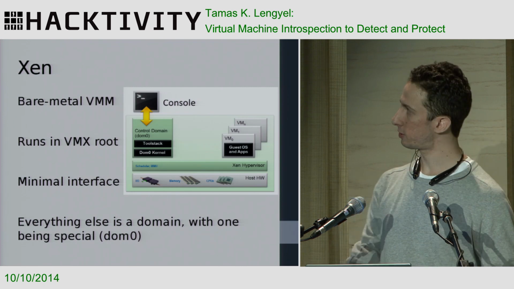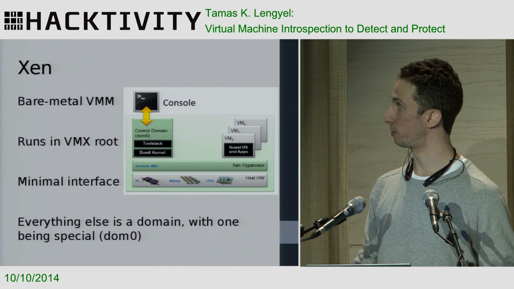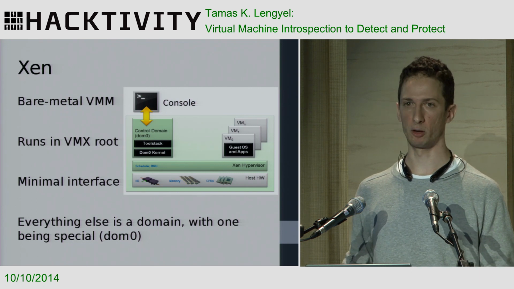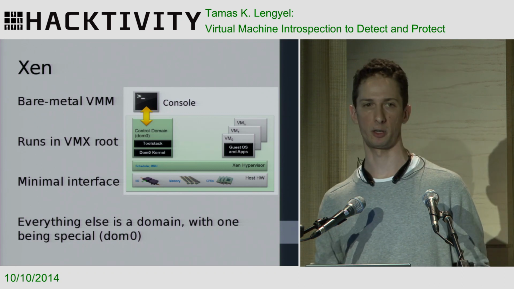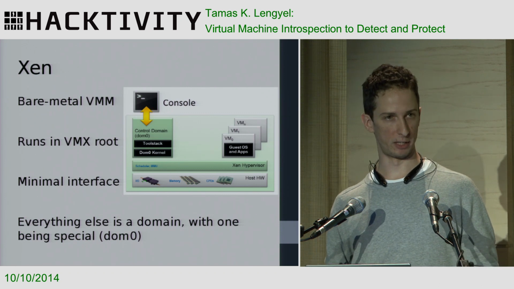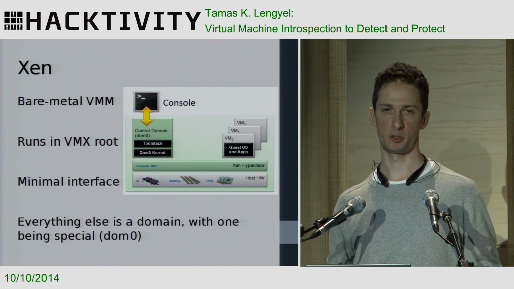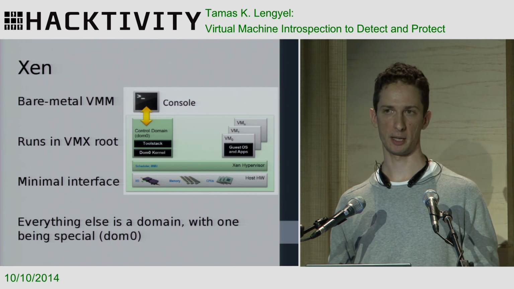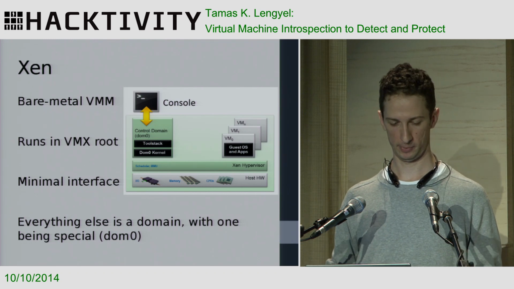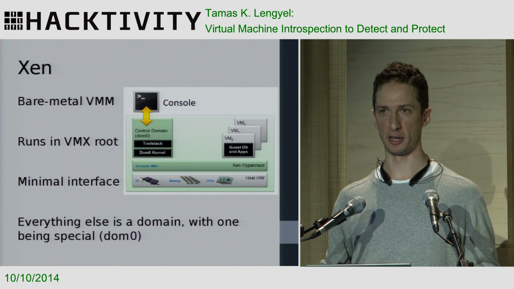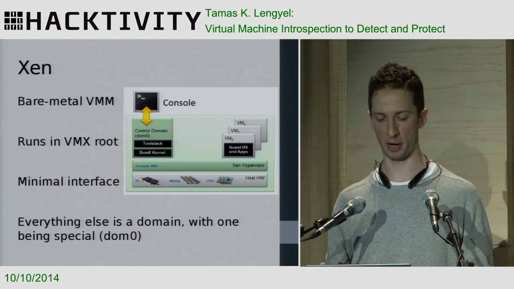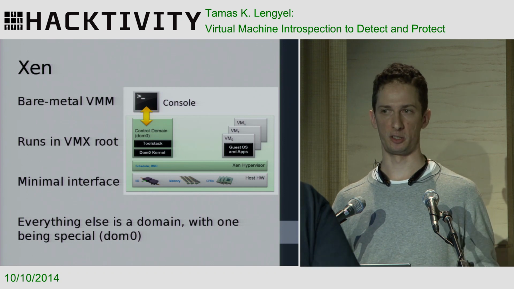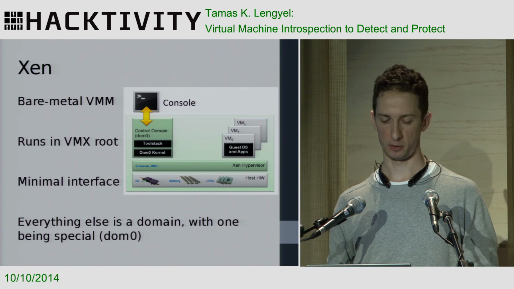So if you look at Xen, or how Xen is implemented, it is called a bare metal virtual machine monitor. So it's running in VMX root directly on the hardware. There's a very minimal interface that's exposed through hypercalls, which are very similar to system calls, but it's very minimal, and Xen is really not bloated yet. Everything else is running in a domain, which is called Dom0 in Xen's terminology, which is a privileged domain. Everything else is a deprivileged VM. That's where you run your applications.